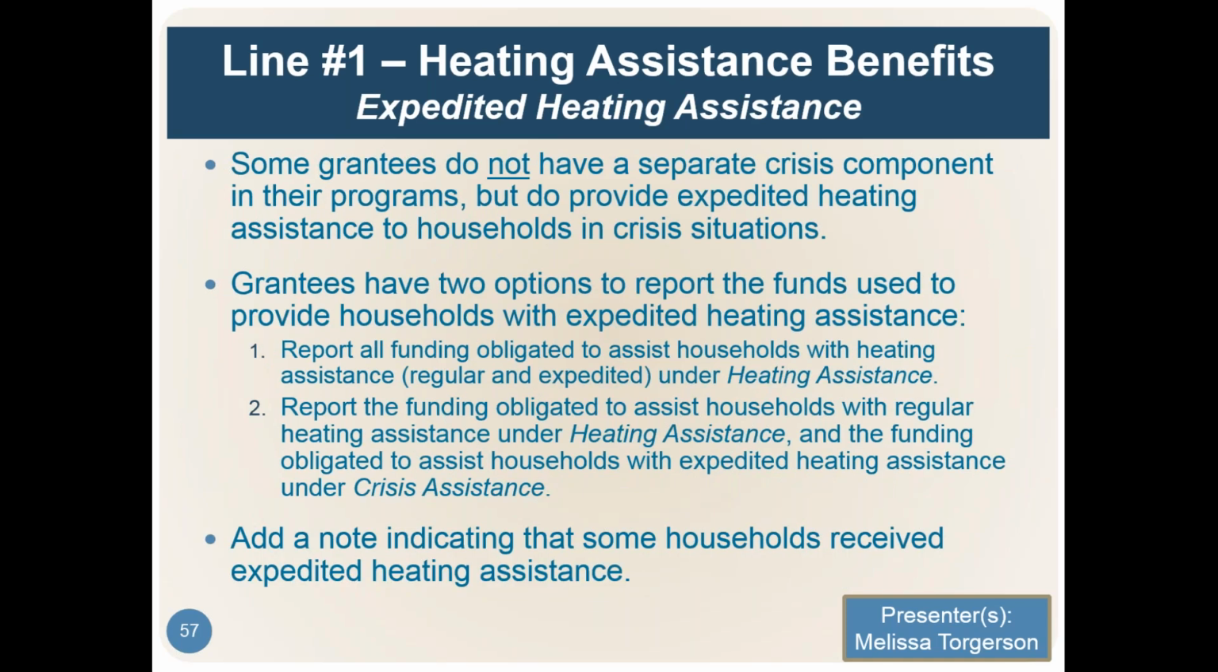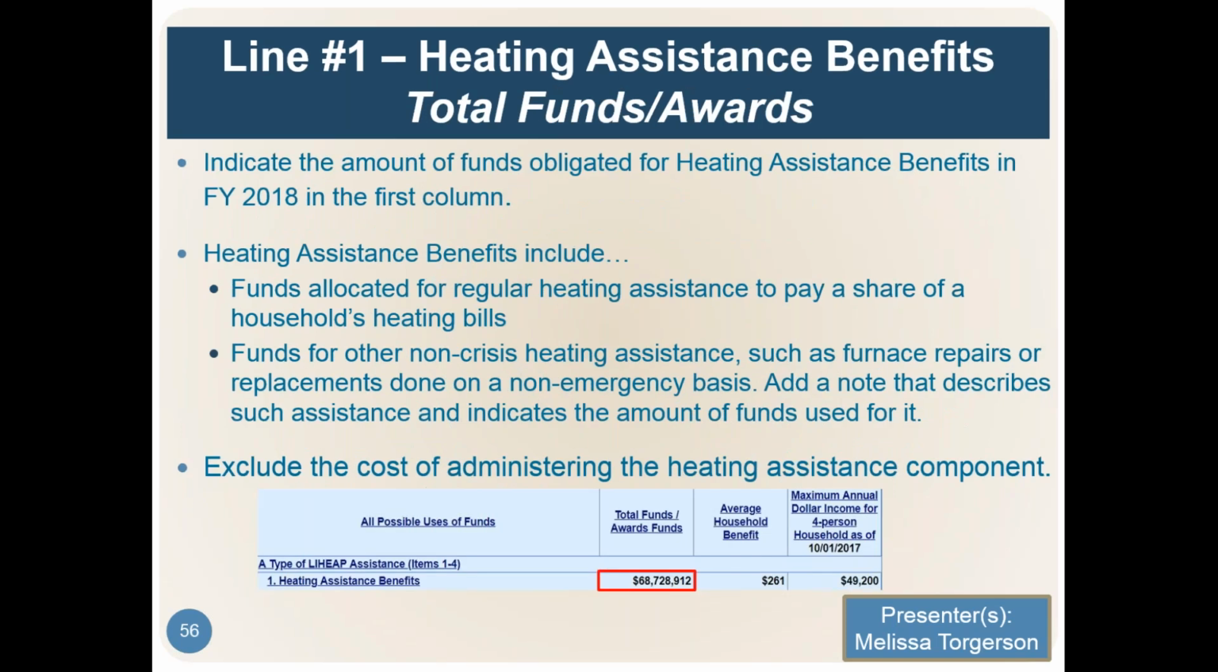Oh, I'm sorry. In all of these, and we'll say it in each slide, you should always exclude the cost of administration of these components, and admin goes in a completely different category. So we'll say that on each of these slides just as a reminder.